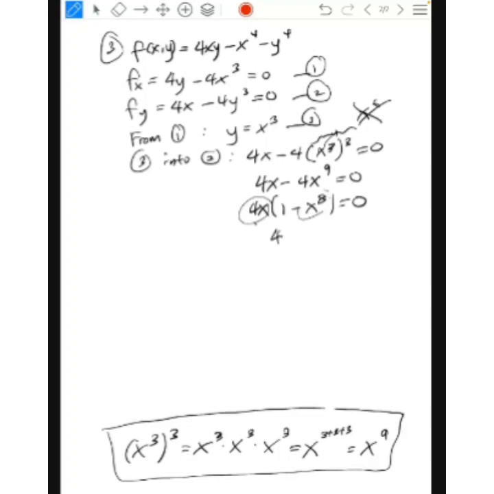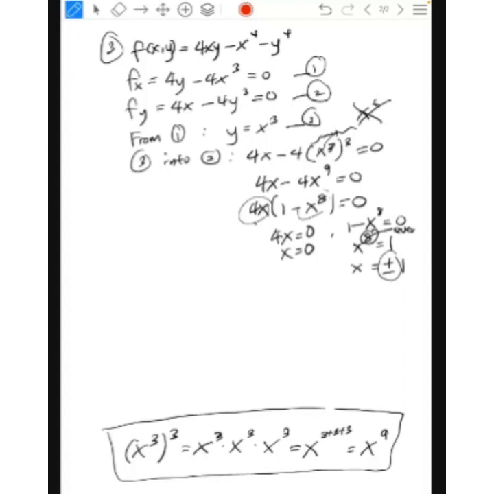So this one will be 4x equals to 0, or x equals to 0, and the other one will be 1 minus x to the power of 8 equals to 0, or x to the power of 8 equals to 1, or x equals to plus minus 1. Why do you have plus minus 1? Because the power here is an even power. When you find the root of an even power, you have to put plus minus. But for odd power, there is no plus minus. It will be only plus or only minus, depending on the value.